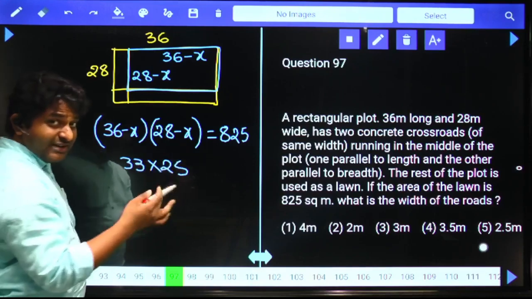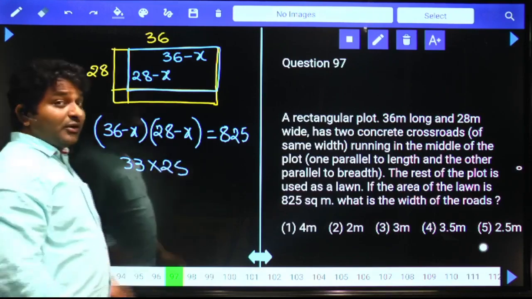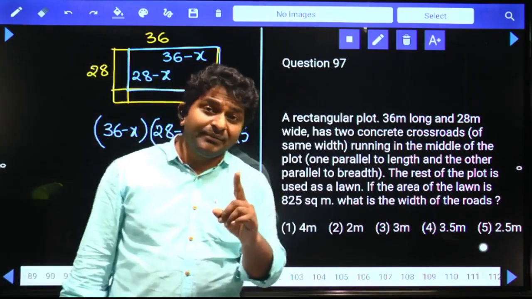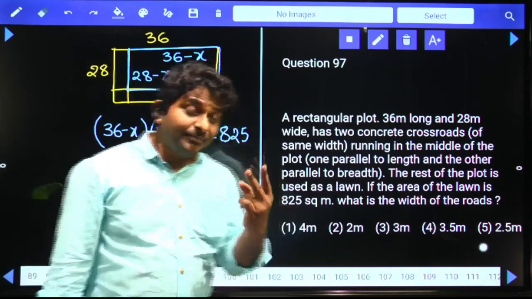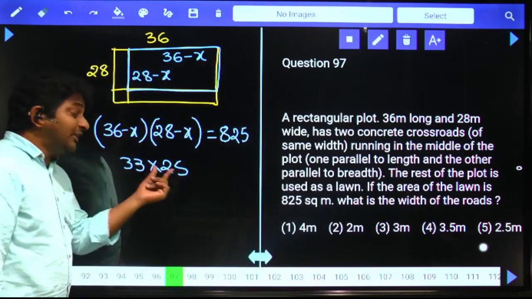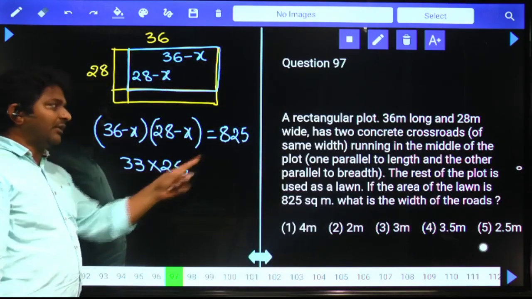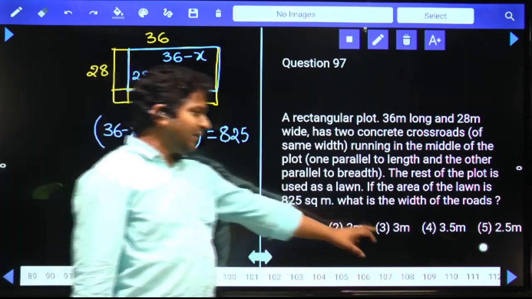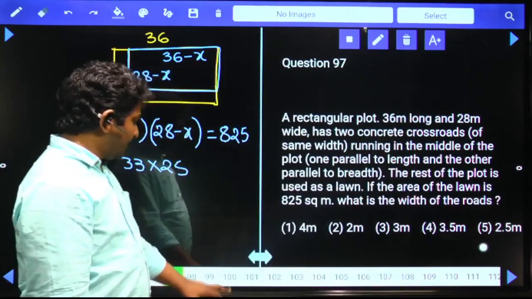Let's verify whether it is the right answer or not. You already know that 4 25s will give you 100. 8 25s, 200. 32 25s is 800, and one more 25, 825. Condition satisfied. Third option, final answer. Done. Next.